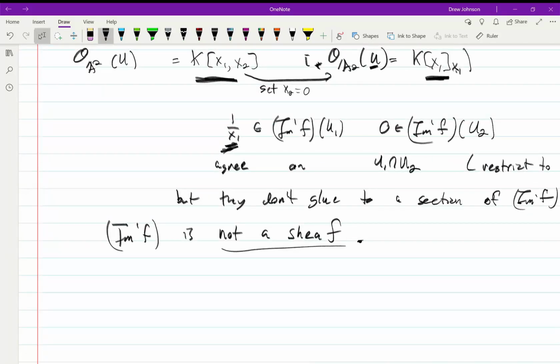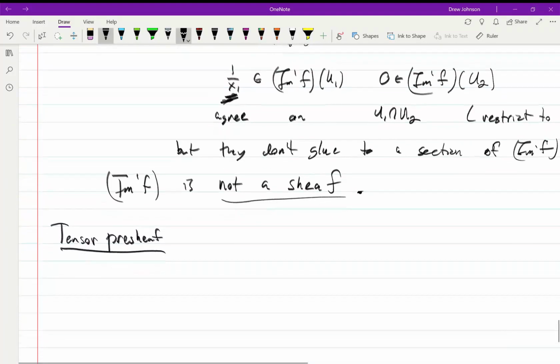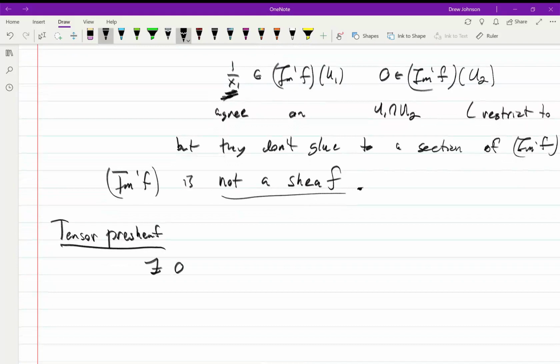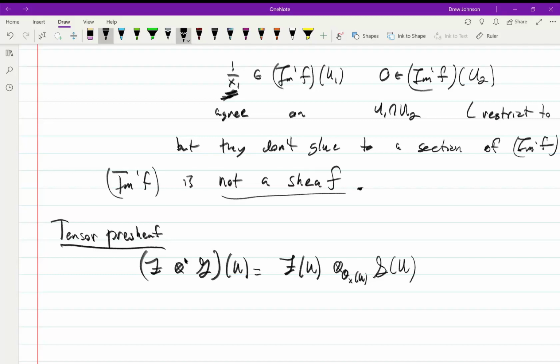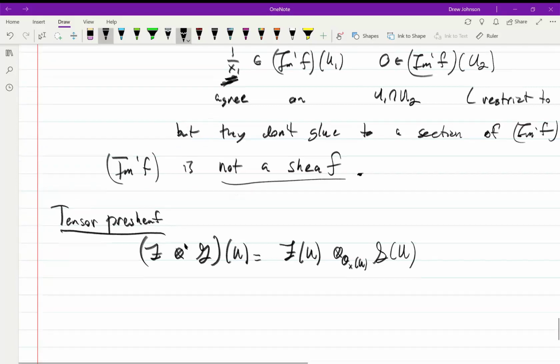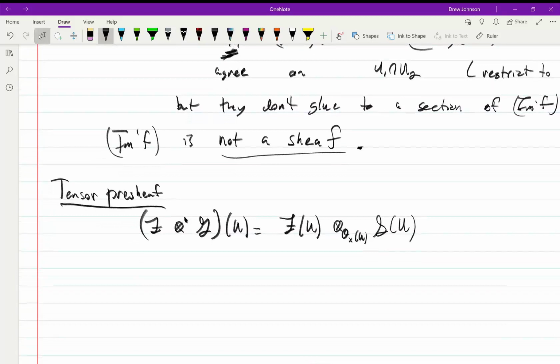Now, basically the same thing happens with tensor products. So if I want to form the tensor pre-sheaf, the obvious definition that you want to use is something like this. F tensor prime G, let's do tensor prime because we'll define a different tensor product that's actually a sheaf later. But the tensor prime, the thing that you want to define, would be like this. You just take F of U as an O_X(U) module, and you tensor over O_X(U) with G of U. Okay, so that seems to make perfect sense. But let's see why it's not a sheaf.